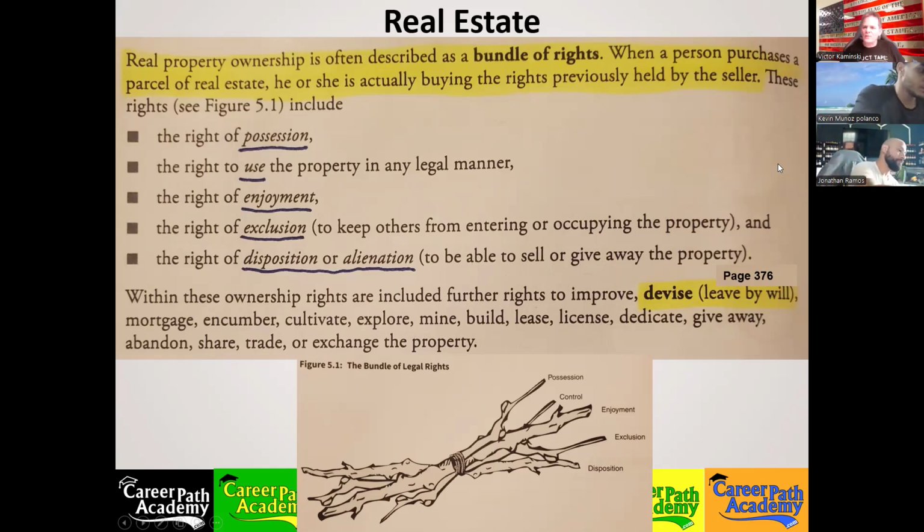So when a person buys real estate, what are they actually buying? They're purchasing the real estate, the land, and all the rights previously held by the seller. And sometimes those rights may have been limited because some of them weren't passed on to the current owner. And now when you're buying it from them, they cannot create rights and give you rights that they do not possess. They can only pass on the rights that they have. Right? And then highlight here, devise means to leave by will. I give you a cross reference here, page 376.